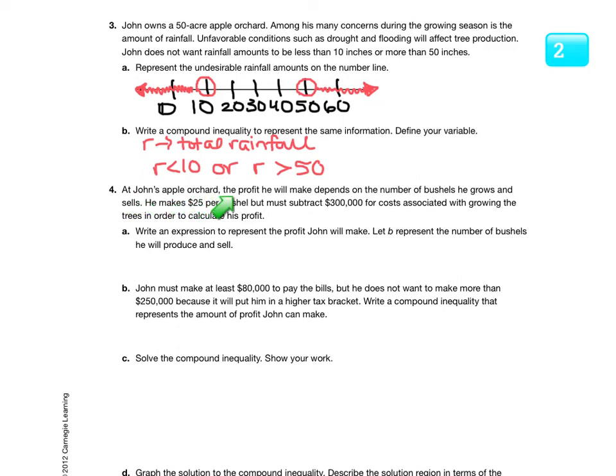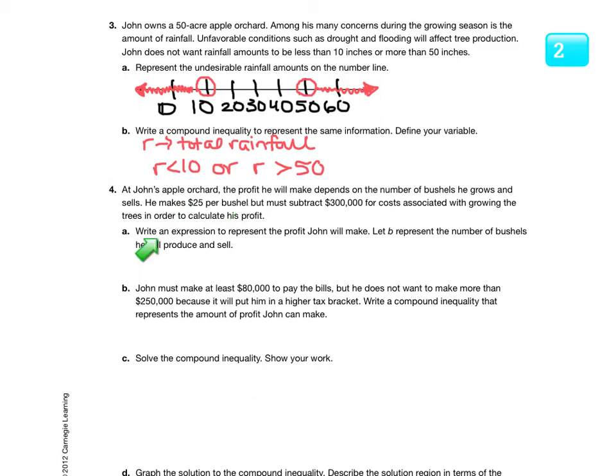At John's apple orchard, the profit he will make depends on the number of bushels he grows and sells. He makes $25 per bushel. Right there, you should know right away that's going to be my rate of change. Because what is he selling? He's selling bushels. And how much are they? They are $25 per bushel. But he must subtract $300,000 for costs associated with growing the trees in order to calculate his profit. So it costs him $300,000 just to have a 50-acre apple orchard. But he does make a profit of $25 per bushel.